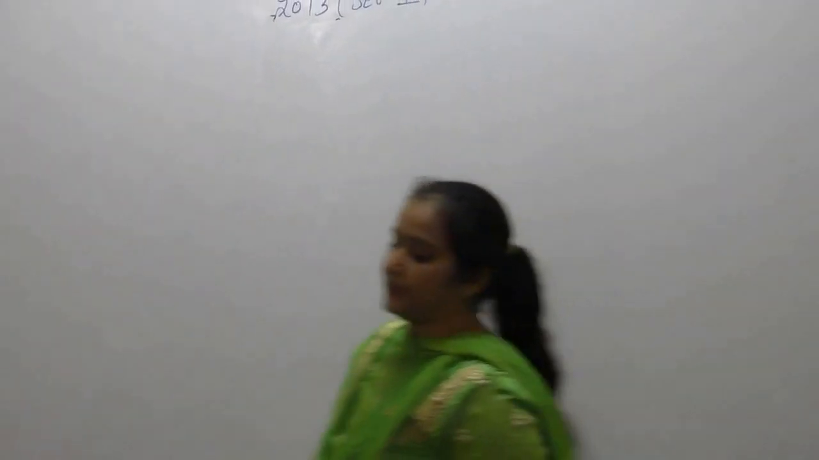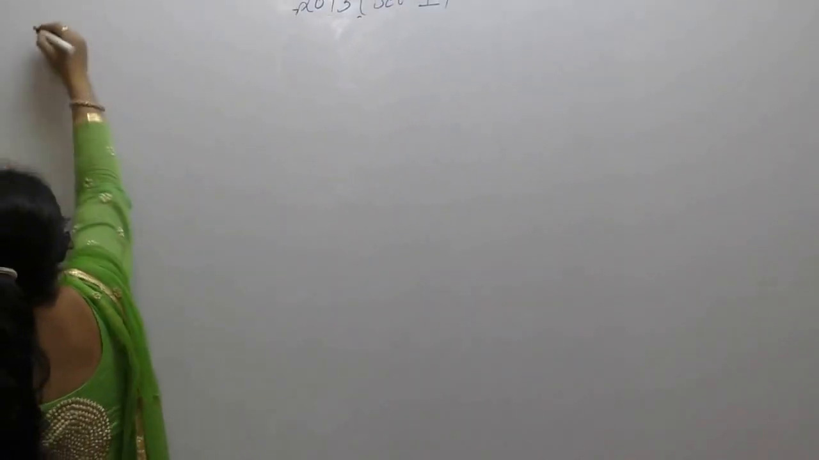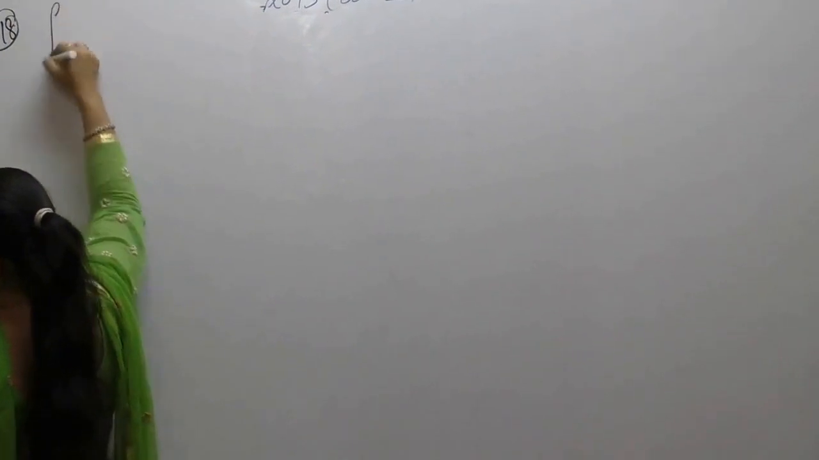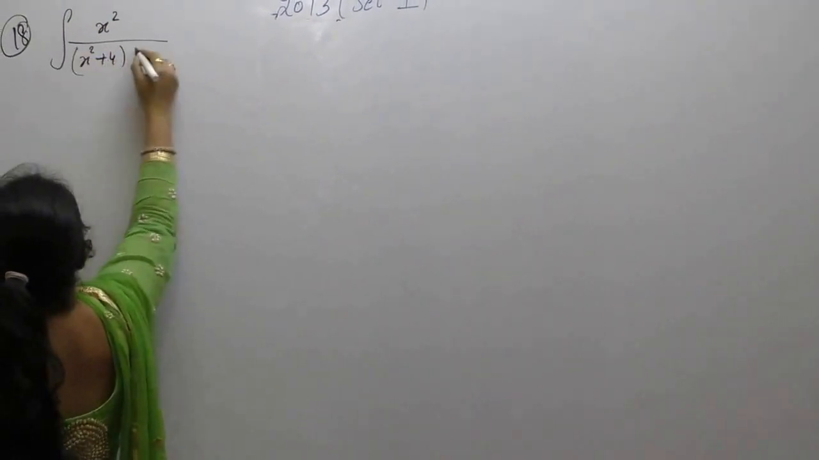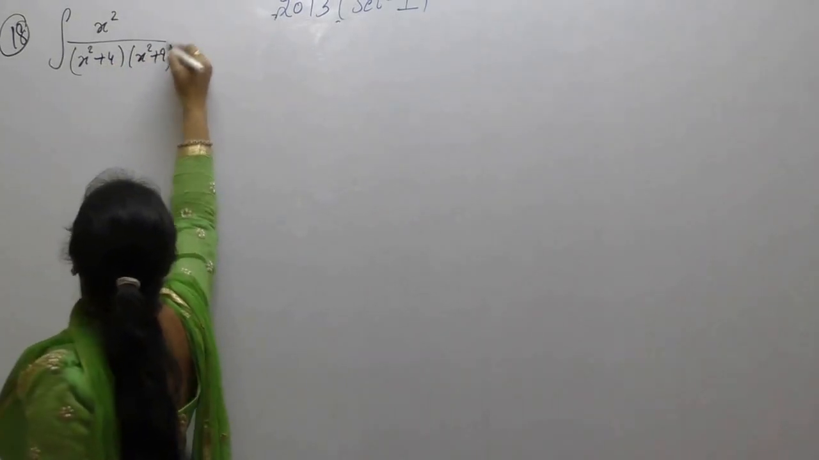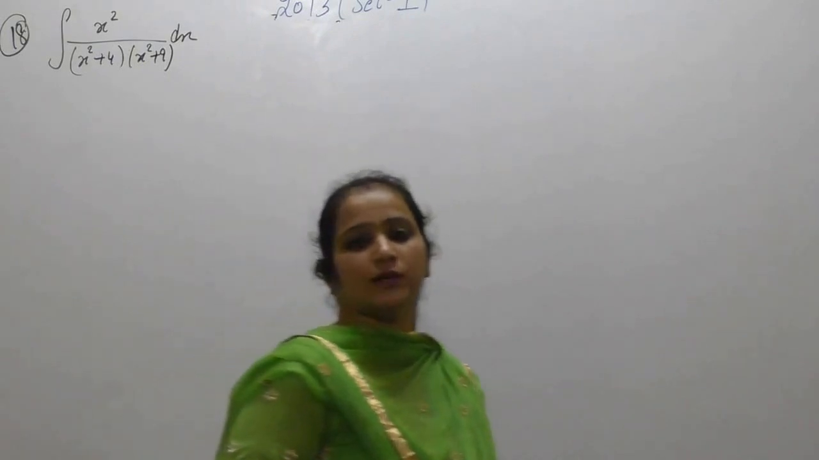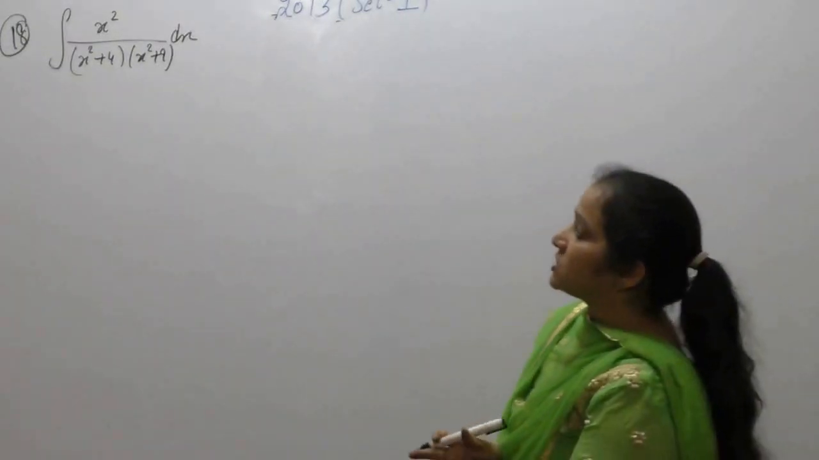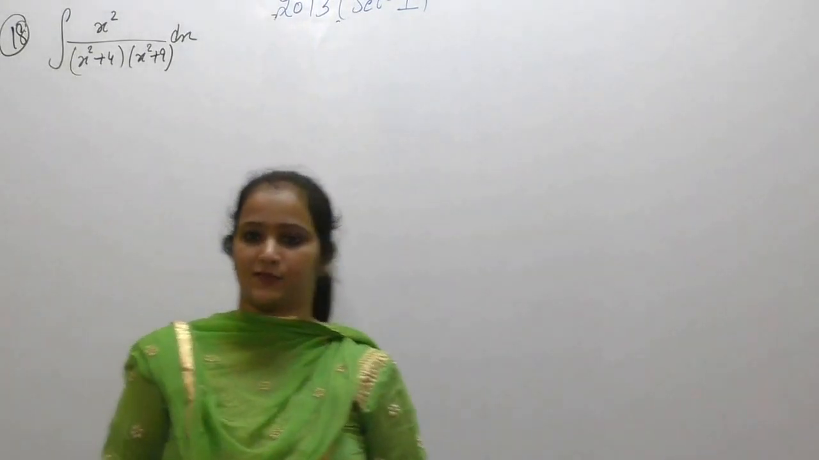Now the next one is question number 18. Evaluate the integral of x square upon x square plus 4 into x square plus 9 dx. This is the portion of partial fraction. Now the terms in the denominator are quadratics which cannot be factorized further.